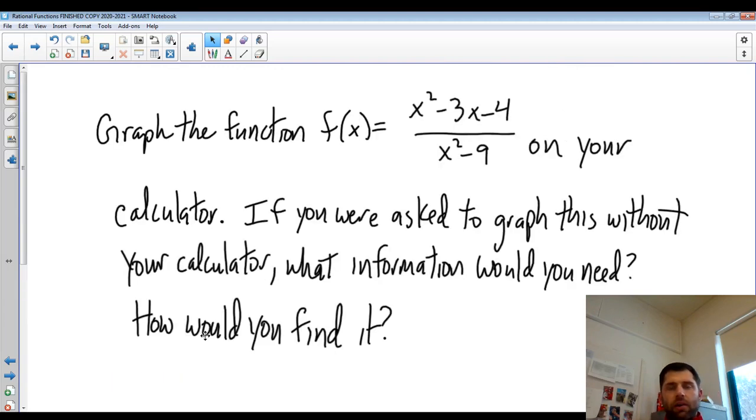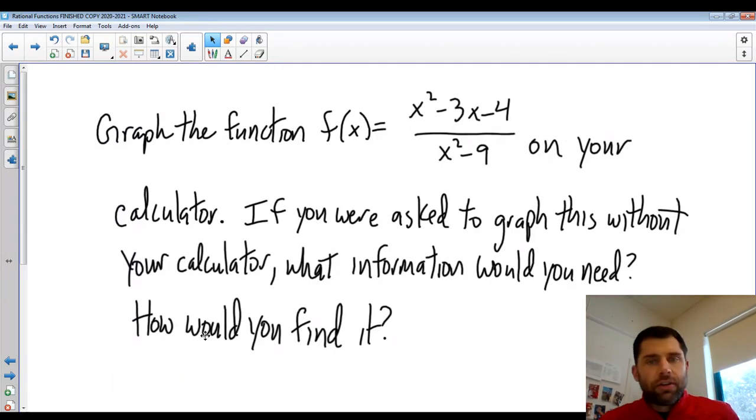All right, guys. So here we are. We are starting our new unit on rational functions. This question is not in your note packet.